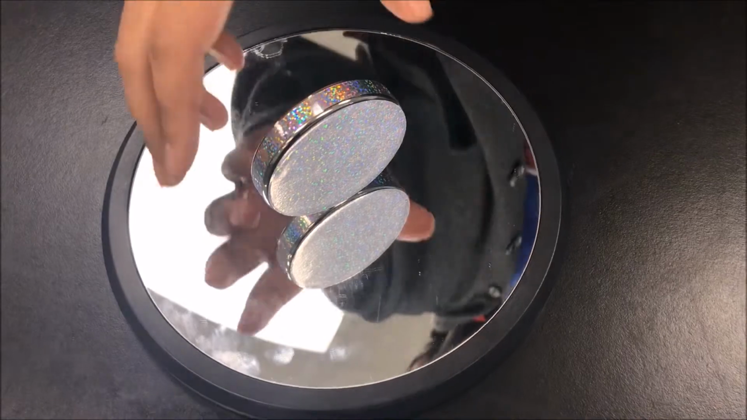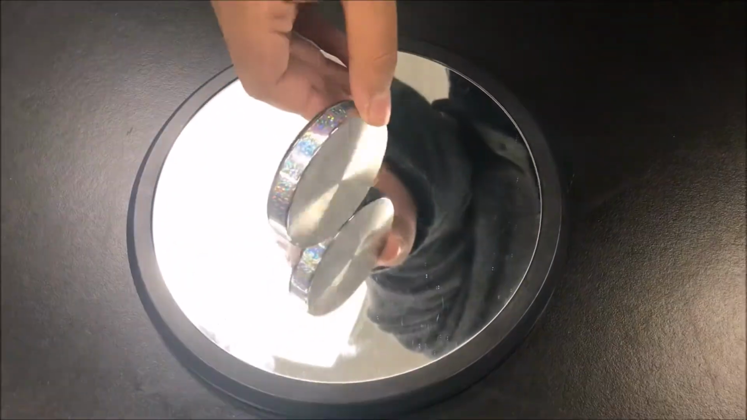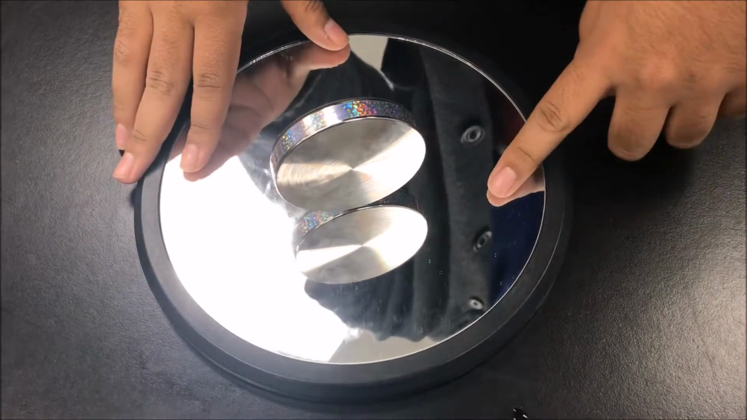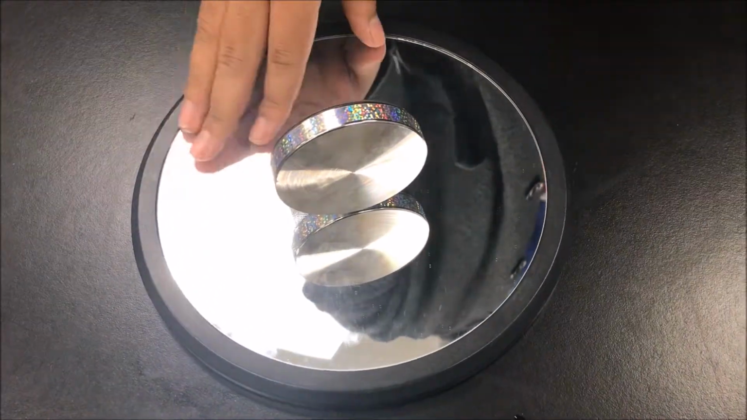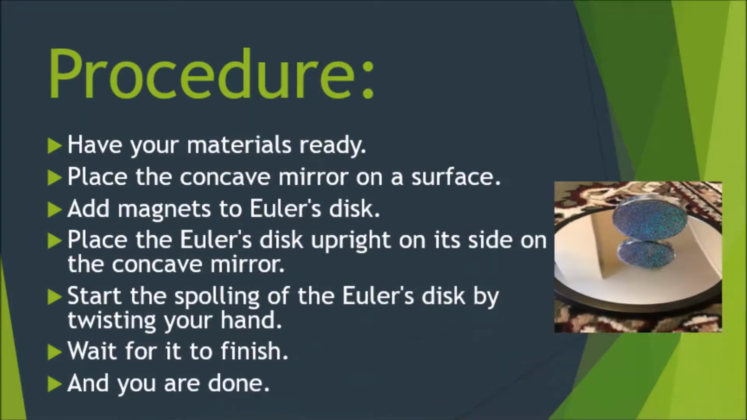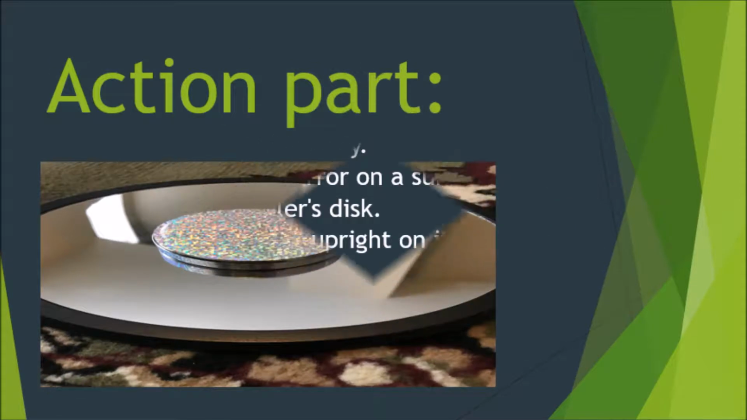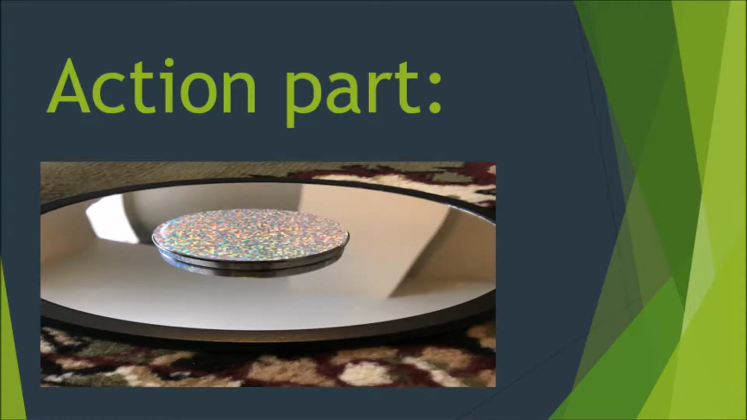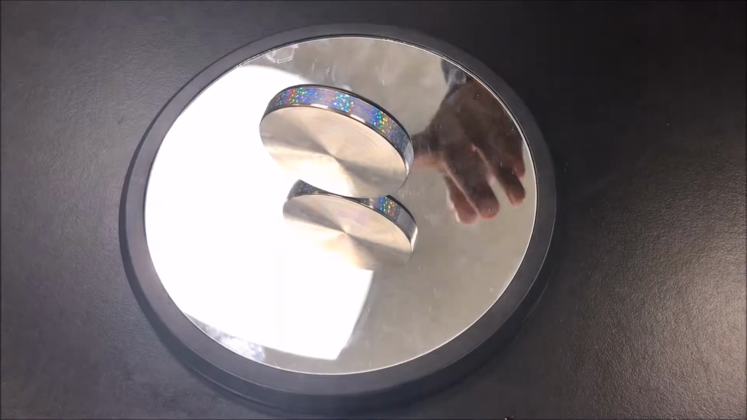The materials we need are a chrome-plated steel disc that is a half-inch thick and 3 inches wide, a concave mirror base that provides a dramatic setting for the disc, and magnets to enhance the visual presentation. Now I will show you how it works.